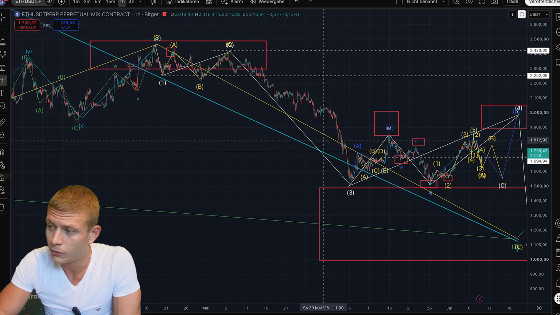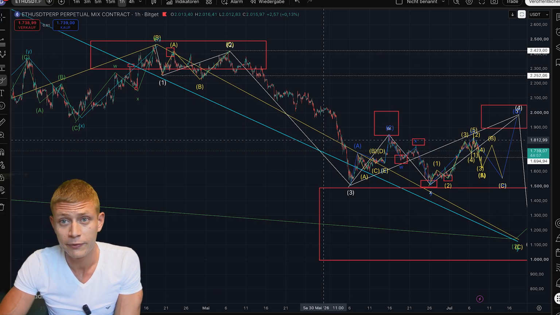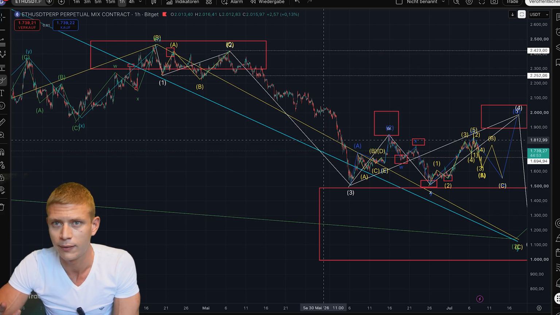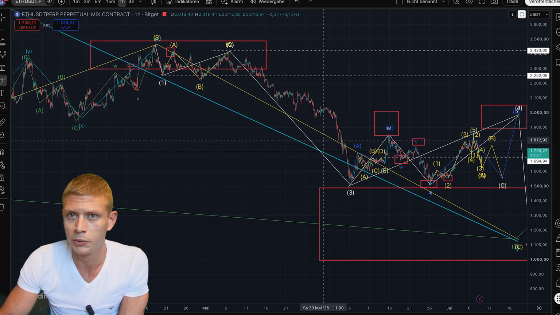So really only in combination with Elliott wave theory knowledge is it powerful to use, otherwise it would get very confusing at this point and you have no idea which is which.